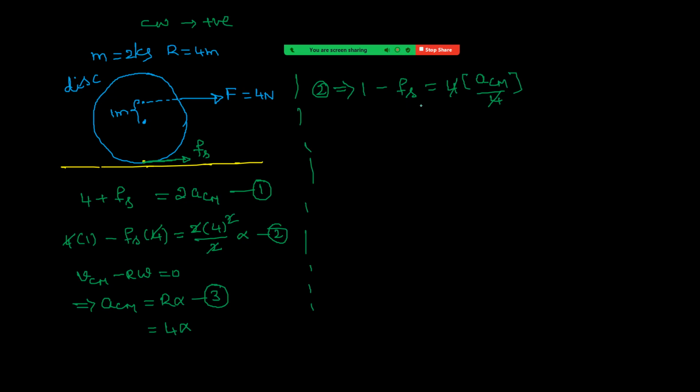Take this one in equation 1, in the place of ACM. So from equation 1, 4 plus Fs is equal to, in the place of ACM, I am writing 1 minus Fs. Okay, now see what we get. This is 2 minus 2Fs. If I'm taking this 2Fs this side, Fs and 2Fs, it becomes 3Fs, right? 3Fs.